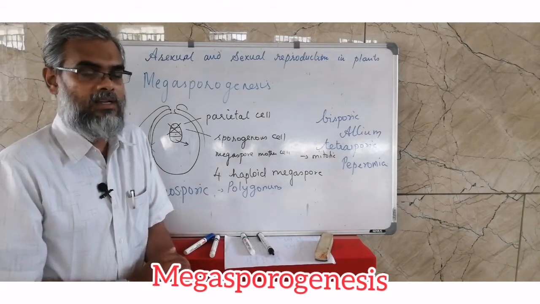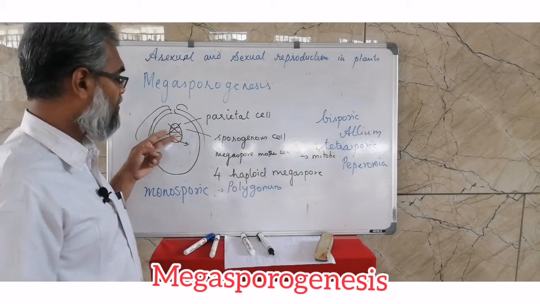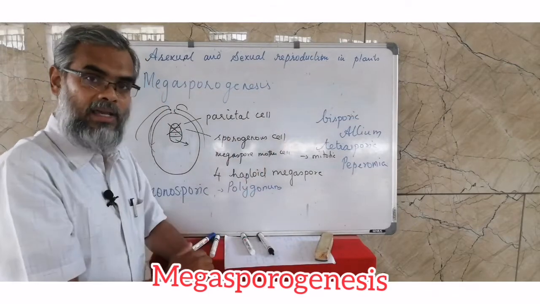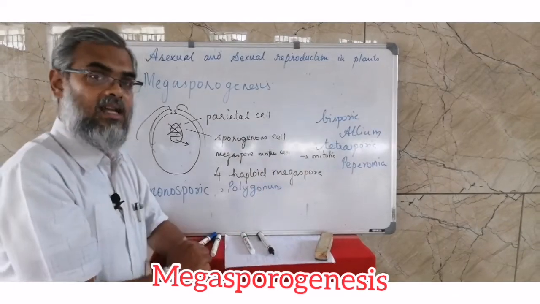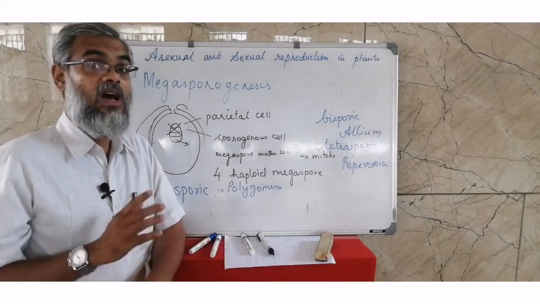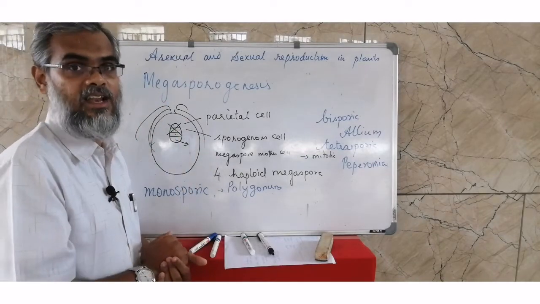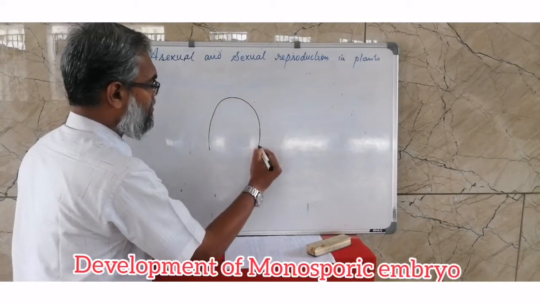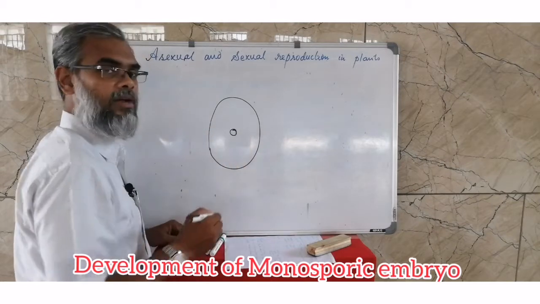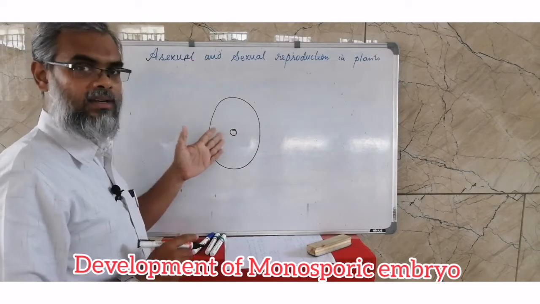Mostly monosporic will occur, and sometimes even bisporic is formed, where 2 megaspores become functional and the other 2 degenerate, that is bisporic. And finally tetrasporic, where all the 4 become functional. So how are the embryo sac cells formed? Let's discuss now. You imagine that this is the embryo sac. I said that one cell is present here, that is, out of 4, the other 3 degenerated and only 1 is functional.